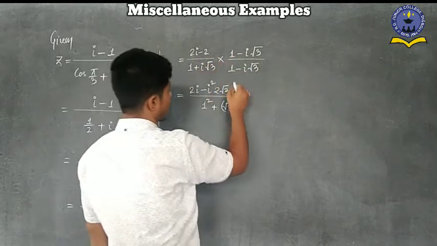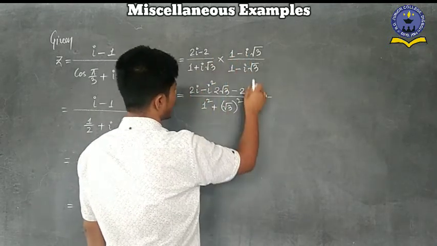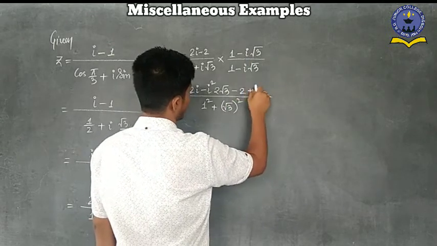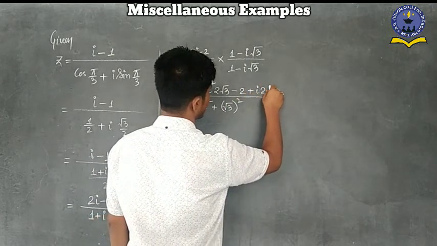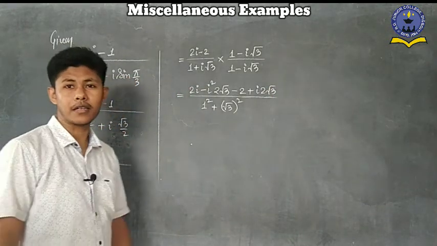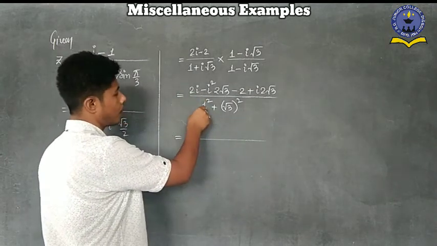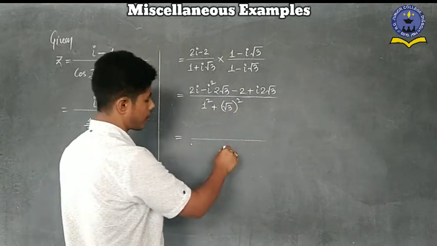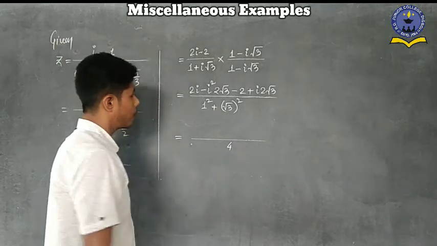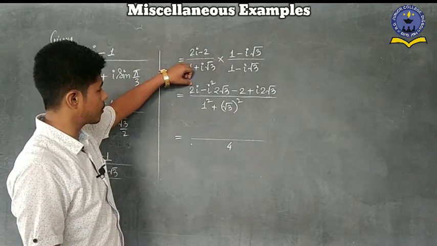So minus plus minus, that's why you have to write minus 2, and here minus minus plus, so that's why you have to write plus i 2 root 3. We multiply this one. Is it clear? After this, 1 square, 1 root 3 whole square is 3, that means ultimately here we get 4.